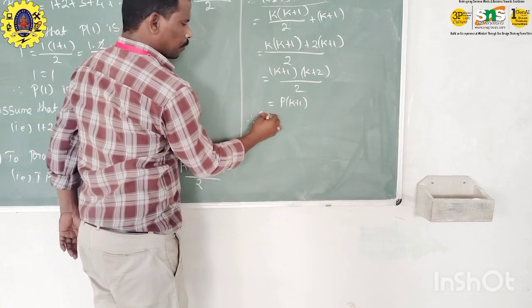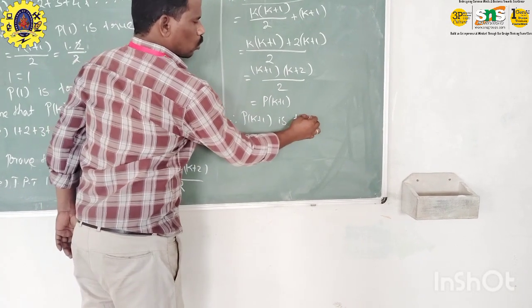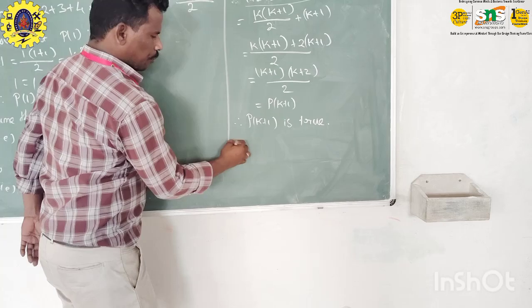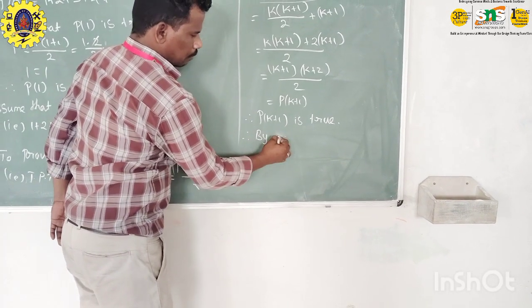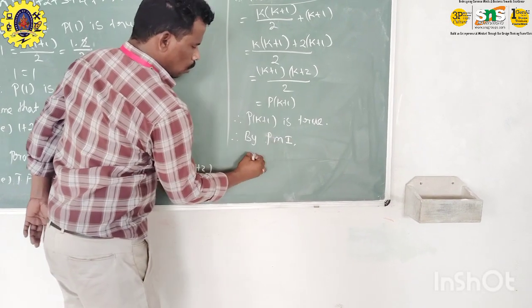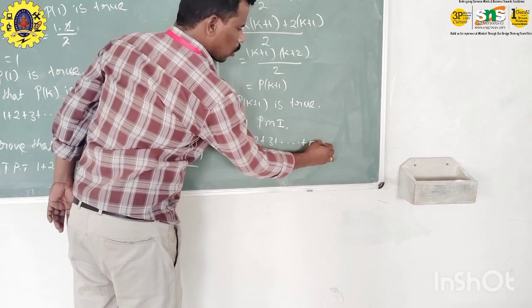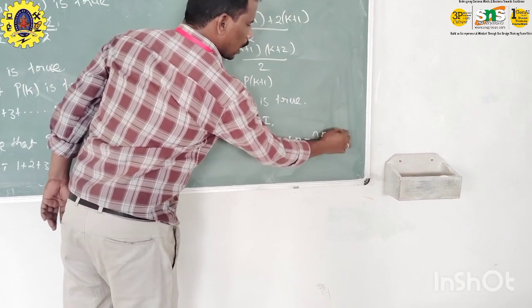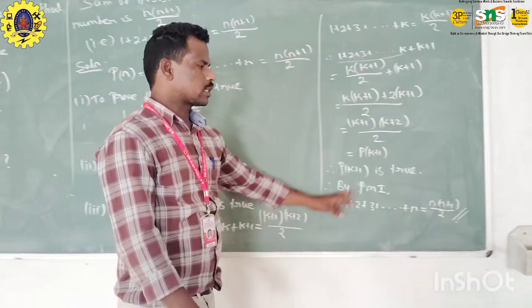Therefore P of k plus 1 is true. Therefore, by the principle of mathematical induction, 1 plus 2 plus 3 plus up to n equals n into n plus 1 by 2. This statement is true. This is the induction method.